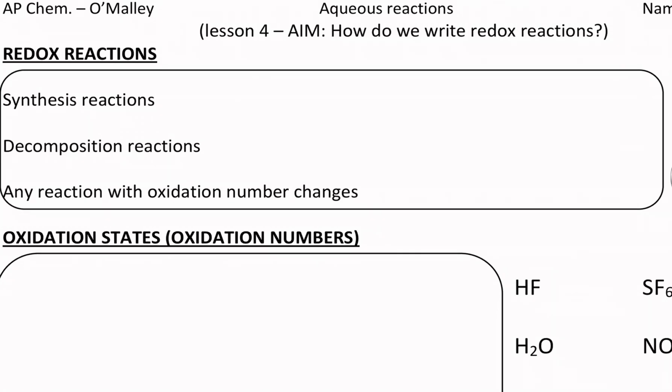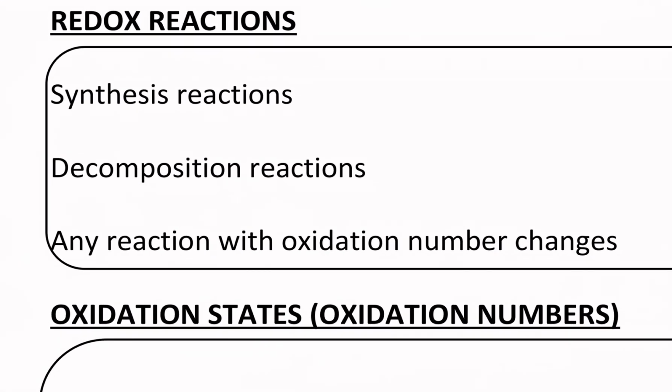Okay, welcome back, chemists. We are going to wrap up this unit and look at redox reactions, how we write them, how we balance them. We've done precipitation, we've done acid-base, and now we're just going to look at the last type, what are called redox. Redox reactions, first to just identify them, can fall in a number of different categories.